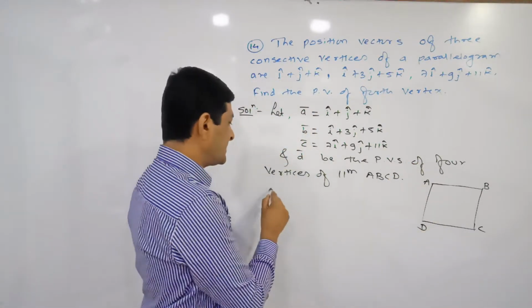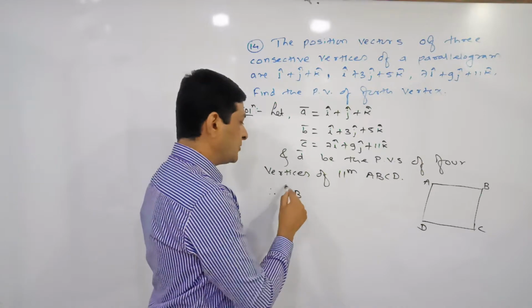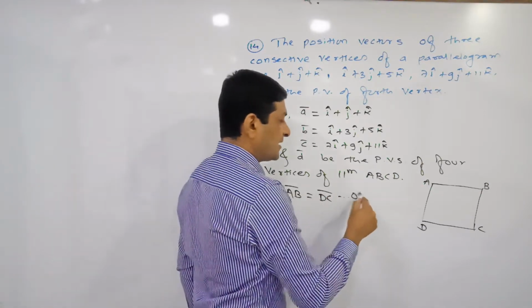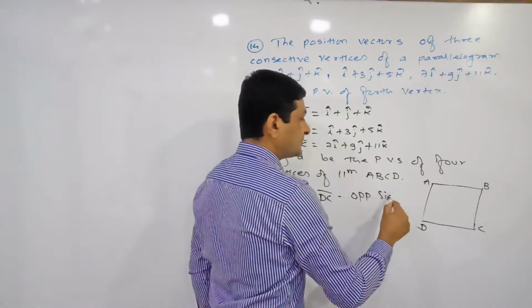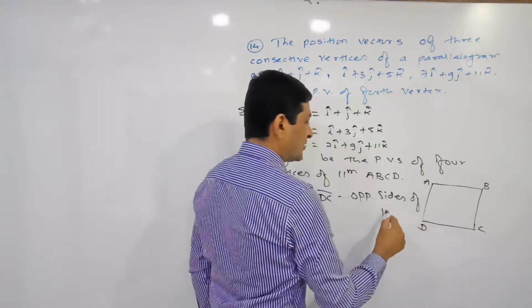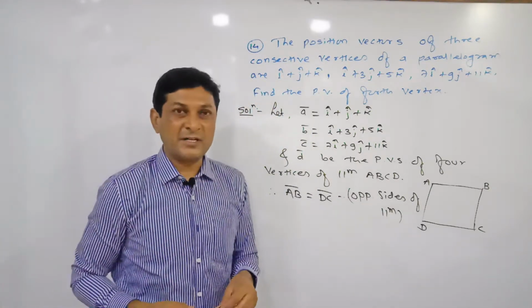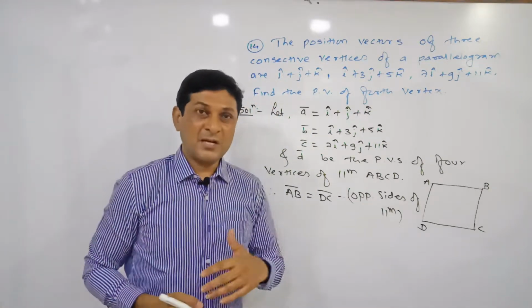That's why we can say that vector AB bar is equal to what? DC bar. Give the reason here: opposite sides of a parallelogram. These are opposite sides of a parallelogram. That's why we can say that these vector quantities are equal. Hope you have got it. These are what? Vector quantities.